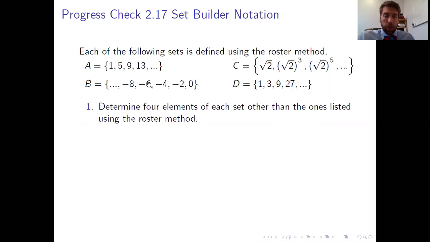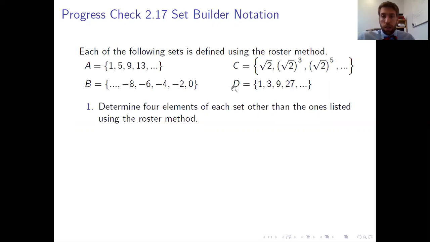What's the pattern here with B? Well, it's weird. It's going that way. So it's going down by 2s. So negative 10, negative 12, negative 14, negative 16. What about here for C? Well, it seems to be odd powers of square root of 2. So then it's like square root of 2 to the 7th, and the 9th, and the 11th, and the 13th.